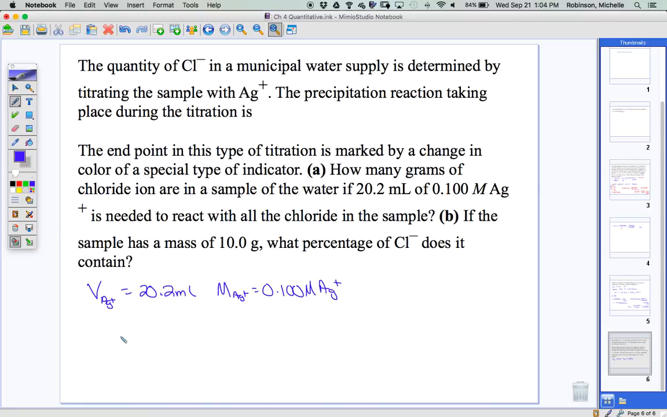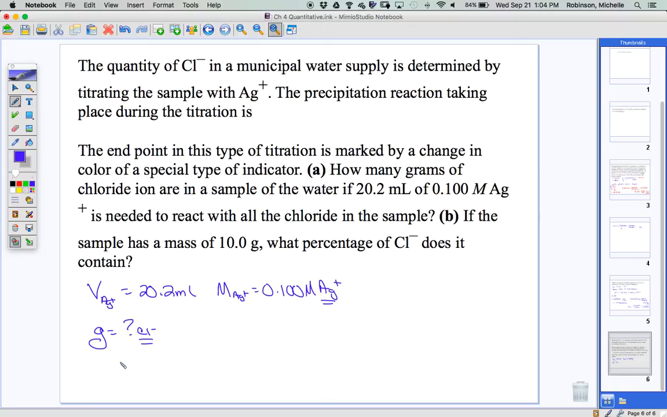Instead of knowing a volume and wanting to know a molarity, they want to know grams this time. And they want to know grams of the chloride ion. It is still a stoichiometry problem. How do I know it's still a stoichiometry problem? Right, I changed substances. I went from Ag plus to chloride ions.